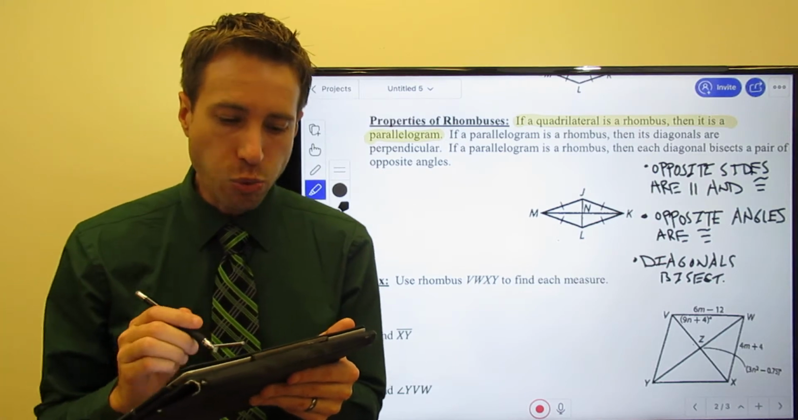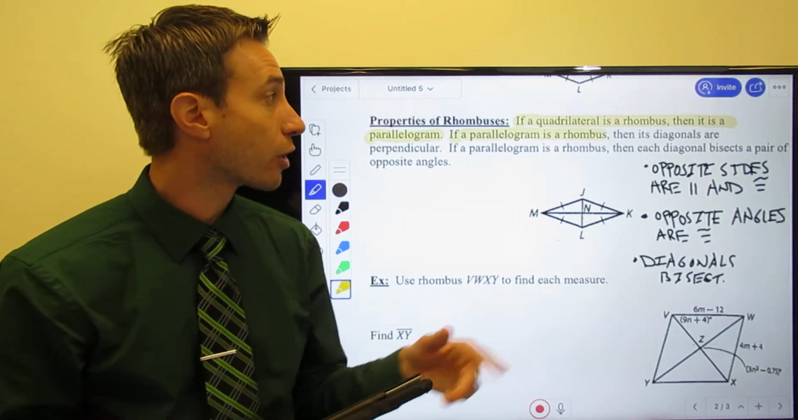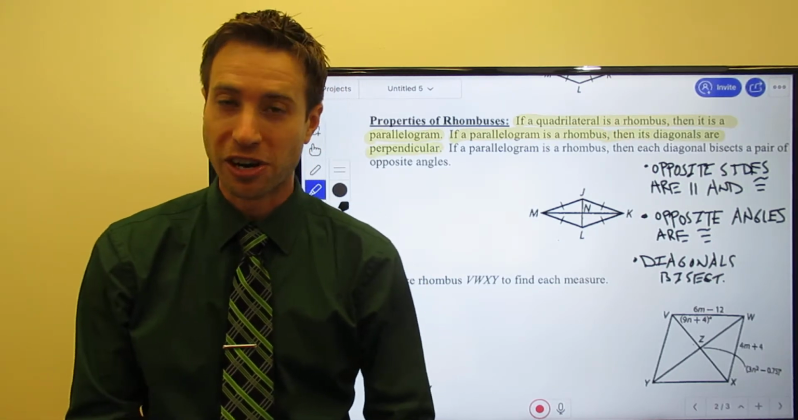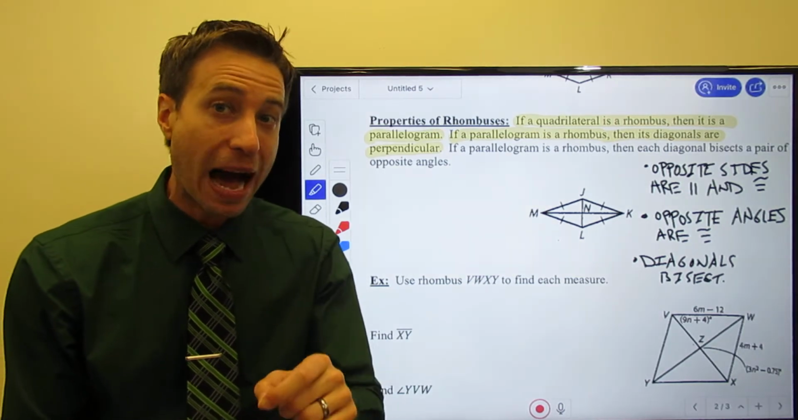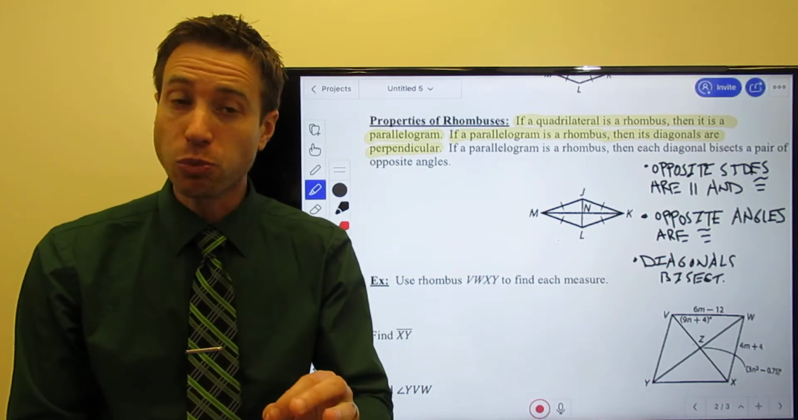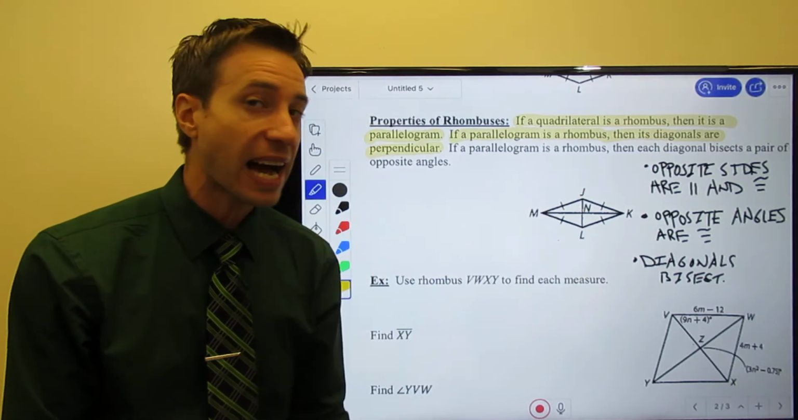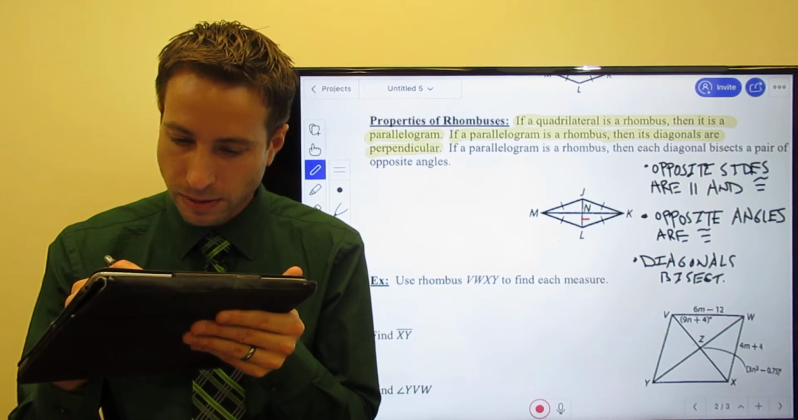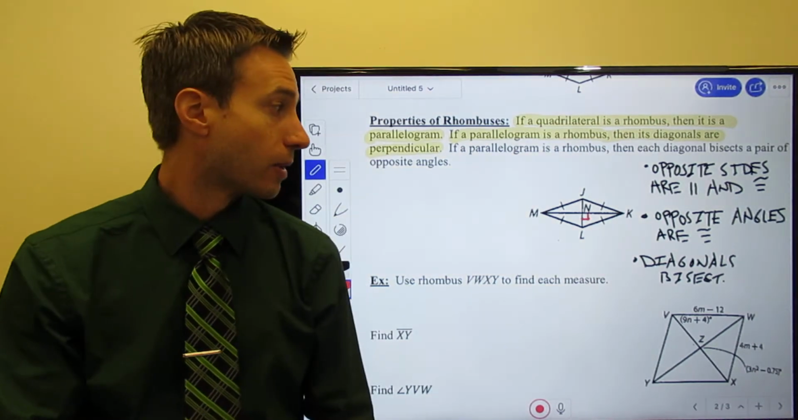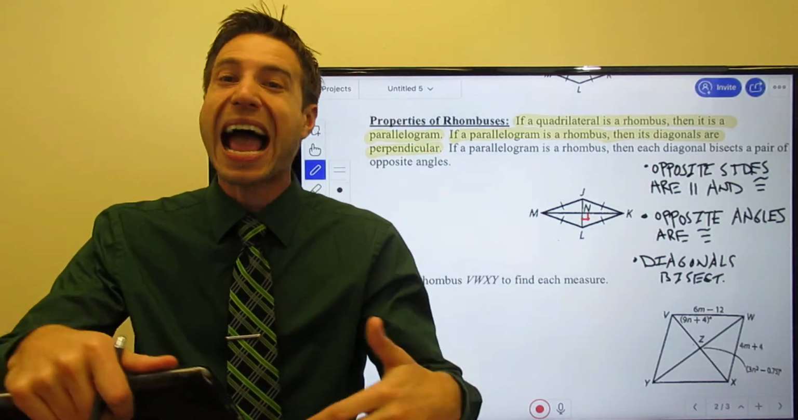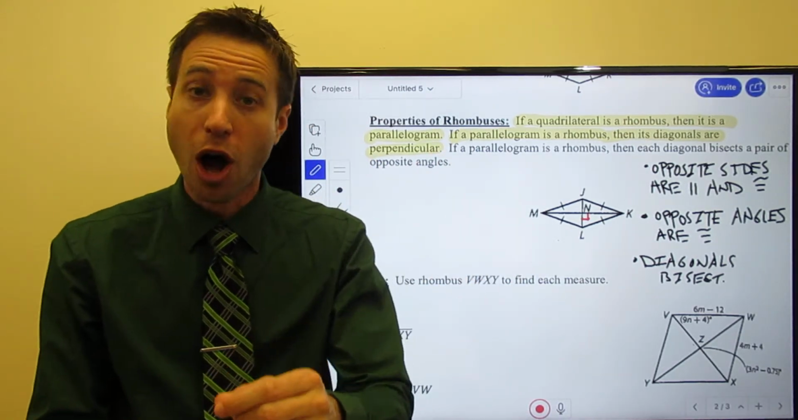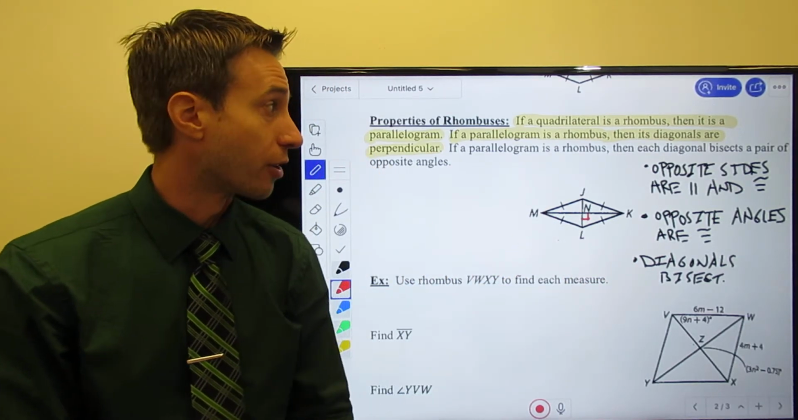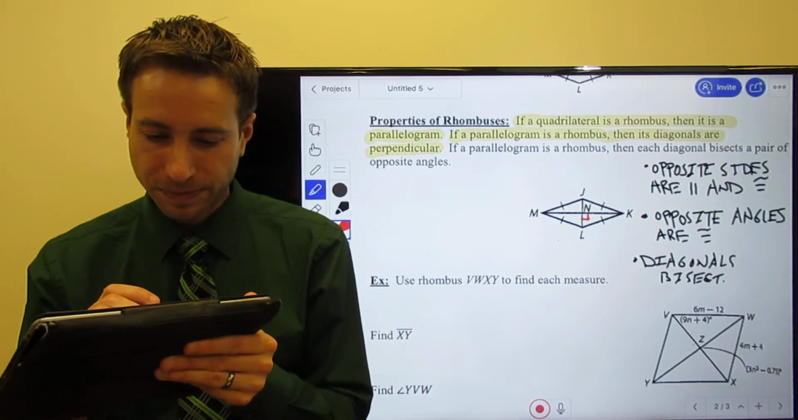Check this out. If a parallelogram is a rhombus, then its diagonals are perpendicular. This is a really neat property about just rhombuses. If it's a rhombus, I know that those diagonals are going to be 90 degrees. They're perpendicular lines. That's an additional property about rhombuses. So a rhombus has four congruent sides, and the diagonals are perpendicular to one another. Actually, it goes even a little bit further than that.